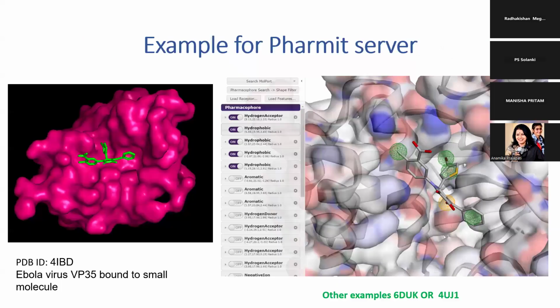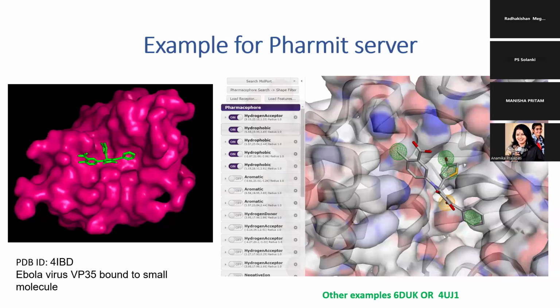And this is the Farmit server. You can use this also for ligand based or structure based model development. This is an example. On the left side, you can see the pink model. The pink structure is showing the receptor molecule, the 3D structure molecule, and the green represents the drug molecule. So you can easily see that the drug is fit inside the pocket of that protein.